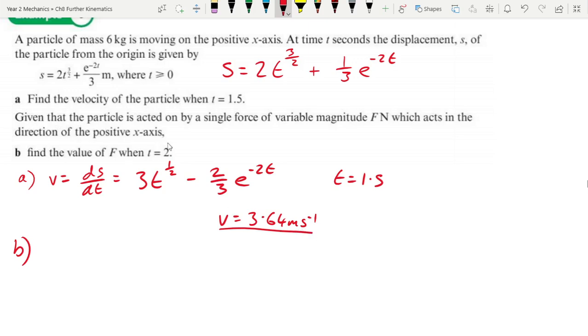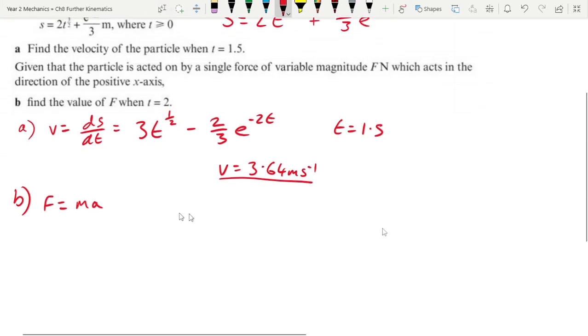Part B, given that the particle is acted on by a single force of a variable magnitude, so basically there's a force pushing it which can change, which acts in the positive x-axis, so basically in the same direction it's moving, find the value of F when t is 2. So we've got to find a force, but we've only got displacement and velocity. Well, the thing that we can use to link these together is F equals ma. Okay, I can find out what a is, and I know what the mass is already.